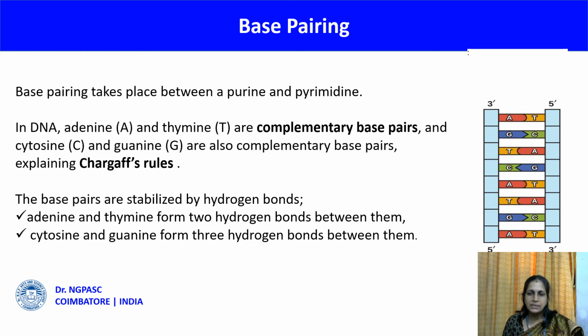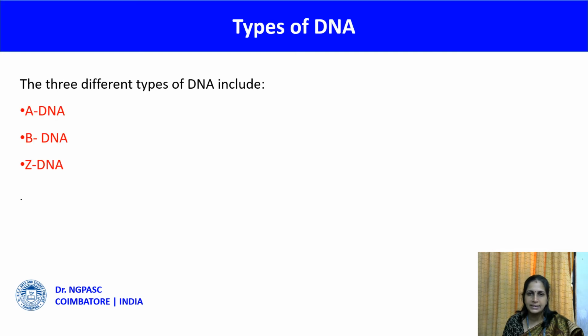These base pairs are stabilized by hydrogen bonds. Two hydrogen bonds exist between adenine and thymine, whereas between guanine and cytosine, 3 hydrogen bonds exist which stabilize them. Now let us see about the types of DNA. There are 3 different types of DNA, namely A form, B form and Z form. We will see one by one.